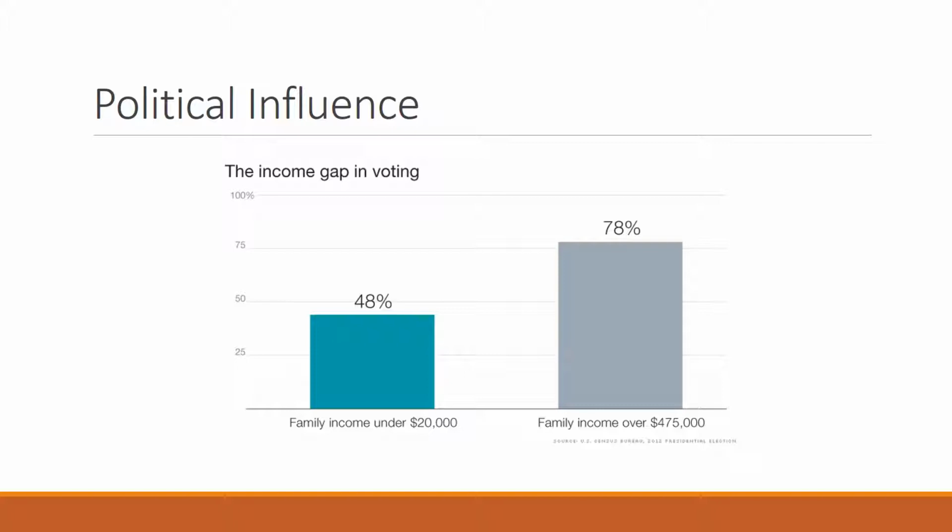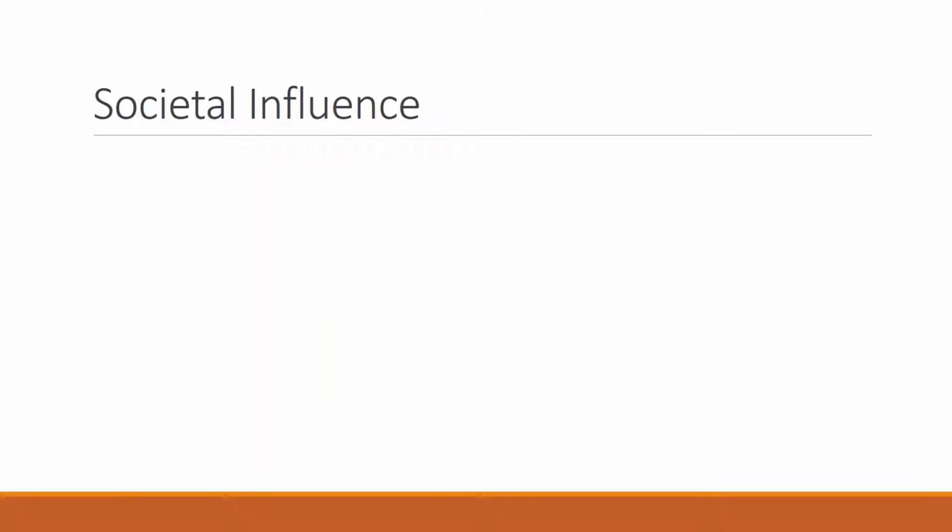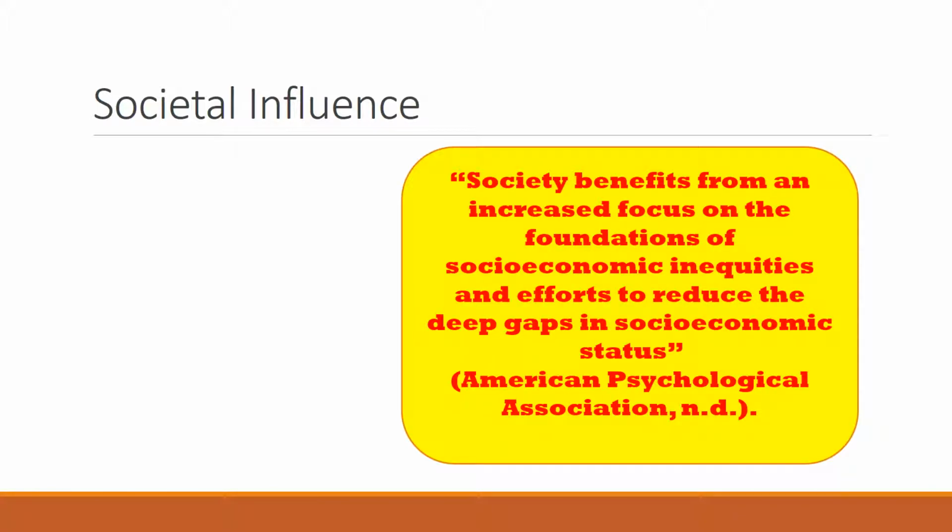Since the voters from low SES status are not voting, they are not getting the chance to change the way elected officials affect education. Therefore, the low-income schools are not getting the attention they need. Since SES affects overall human functioning, it would be wise for politicians to take the time to improve education at all income levels. Society benefits from an increased focus on the foundations of socioeconomic inequities and efforts to reduce the deep gaps in socioeconomic status.